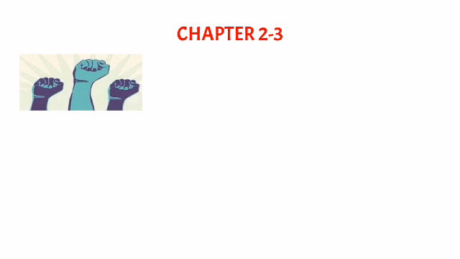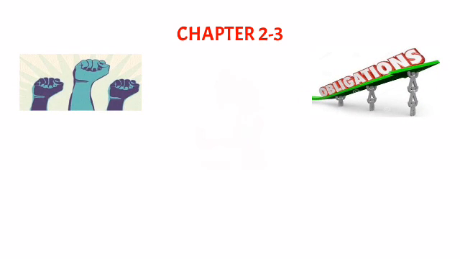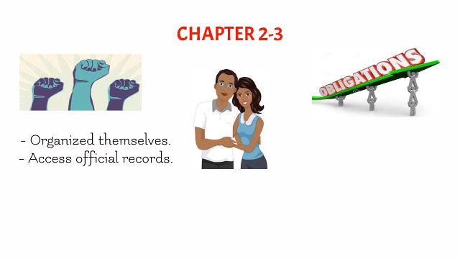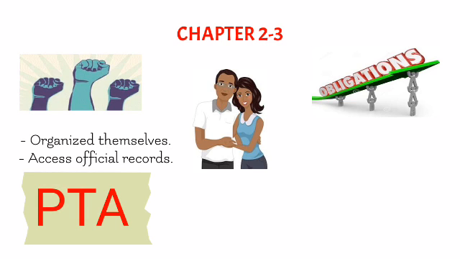Chapter 2 and Chapter 3 are the rights and obligations. Let's go first to the parents. Parents have the right to organize themselves, so it means that they have to discuss matters relating to a school program. That's why we have the Parent-Teacher Association.